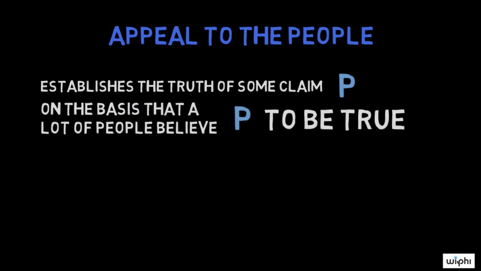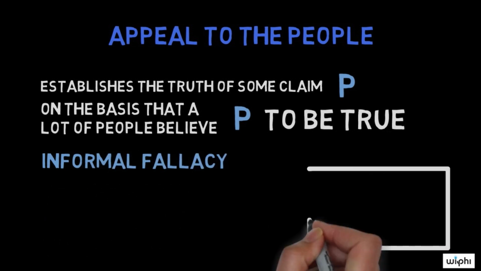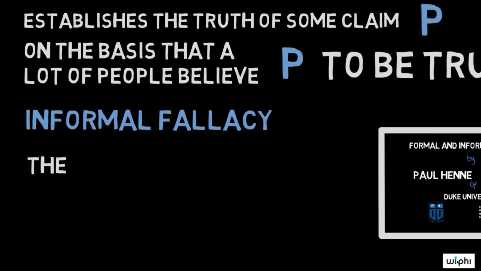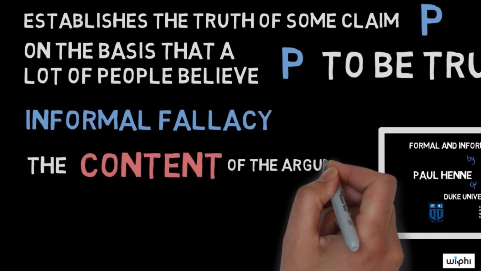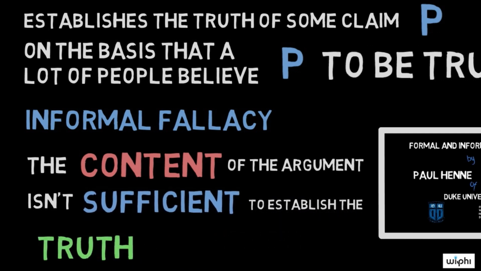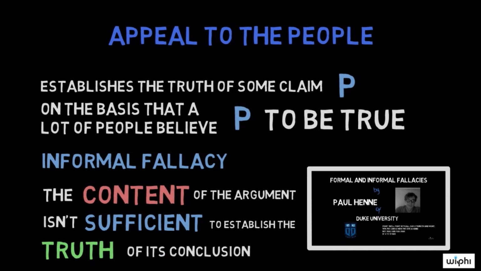Because it's an informal fallacy rather than a formal fallacy, we know that there's something wrong with its content rather than its form. In this case, the content that the argument provides in support of its conclusion simply isn't sufficient, or even necessarily relevant, to establishing the truth of that conclusion. An example will help clarify things.